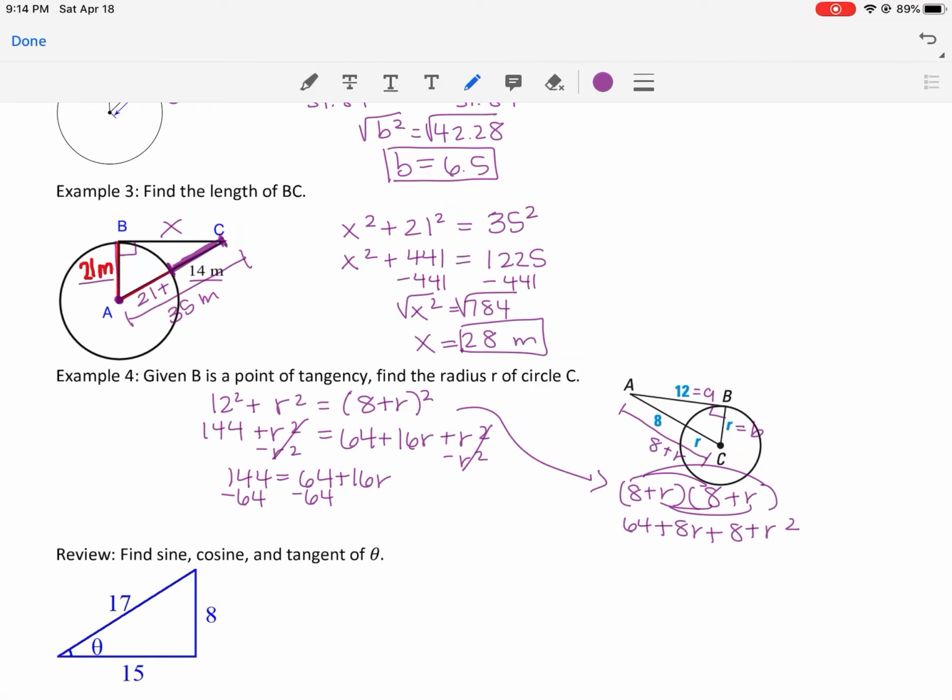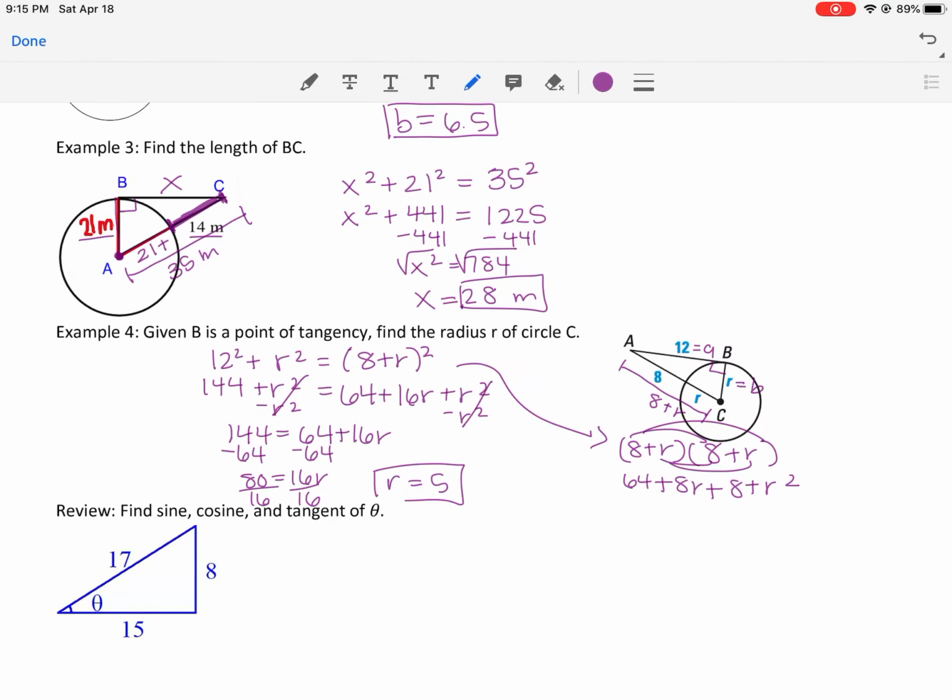And we end up with 80 equals 16R. Divide both sides by 16. And you get that the radius is 5. Which means that, hey, this length BC is 5, but then the whole hypotenuse would be 8 plus 5 or 13, which makes sense. Okay, that's it for tangents to a circle.